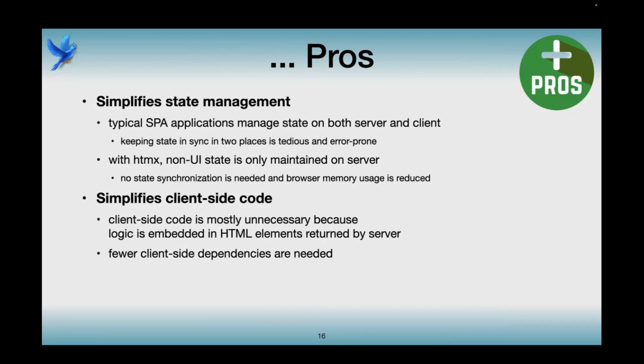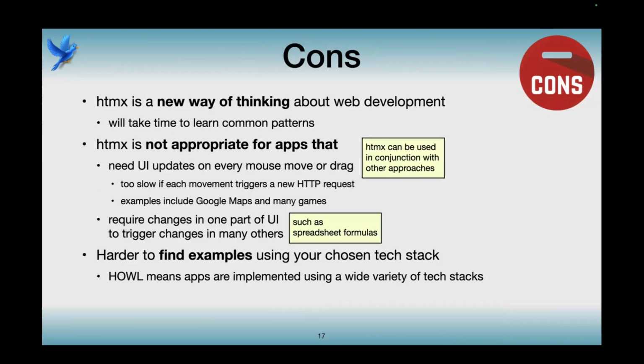And I'll talk later about how you can also store some state on the client using a different library. Simplifies the client-side code because really you're not going to be writing much JavaScript code there. There's JavaScript running in the client, but it's mostly coming from the HTMX library itself and triggered by those attributes that you're adding. Now, there are some cons as well.